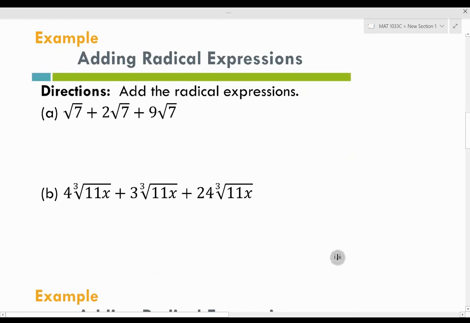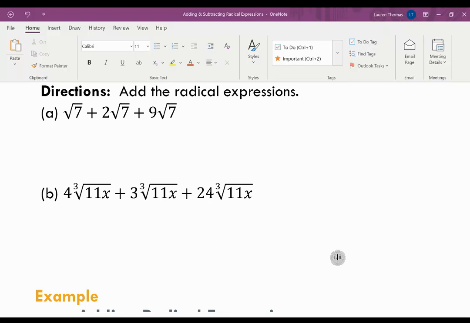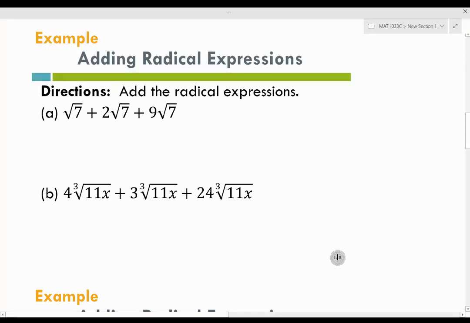This first set of examples tells us to add the radical expressions. A says the square root of 7 plus 2 square root of 7 plus 9 square root of 7. Let's make a note: in order for radicals to be like, the expression underneath the radical sign has to be the same, and their indexes have to be the same. Both of those have to be the same in order for you to add and subtract them.